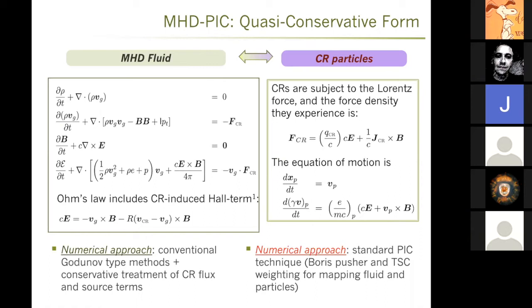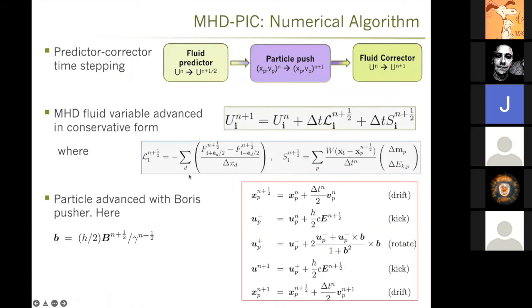But when I say total, I don't intend just the fluid. I intend the fluid plus the cosmic ray particles. The idea is still the same as the dust here. The fluid is treated using conventional Godunov-type methods with this addition here, okay? And the particles are treated using particle-in-cell techniques using Boris's pusher, for example. So this is essentially how the numerical scheme evolves.